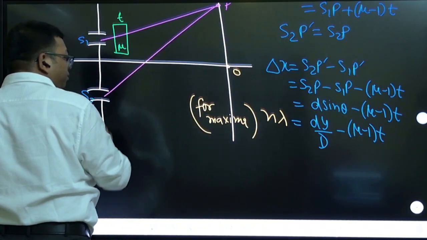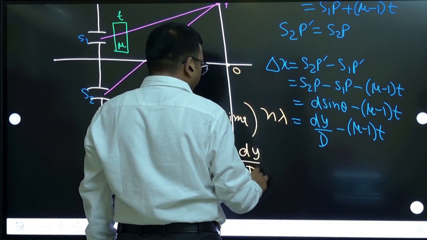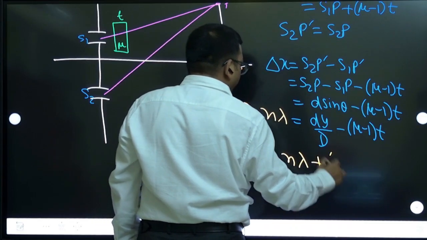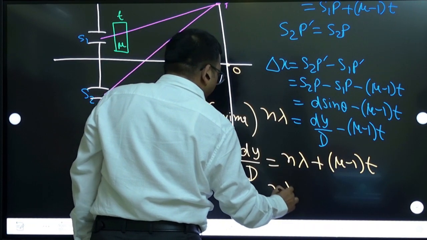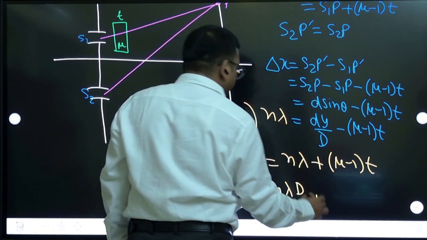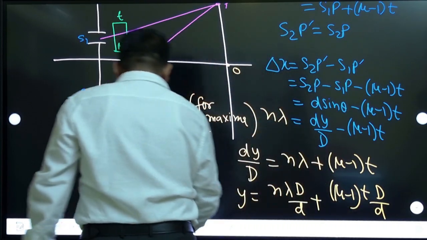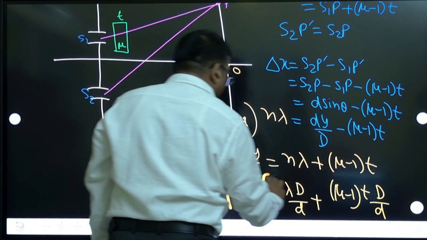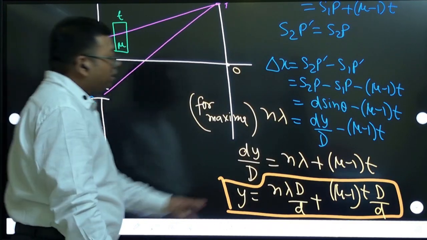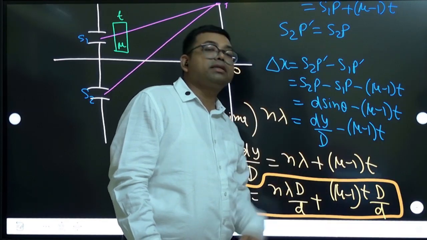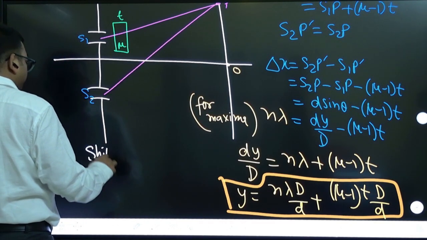Now if you simplify this, what result do you get? You get d y by capital D is n lambda plus (mu minus 1) times t. Now if I calculate y, it is n lambda D by small d plus (mu minus 1) times t times capital D by small d. This formula tells us many things. One of the main things is that previously the position of maxima was n lambda D by d, but an extra factor is getting added. This extra factor is the shift. So that's the formula for shift we have to know.